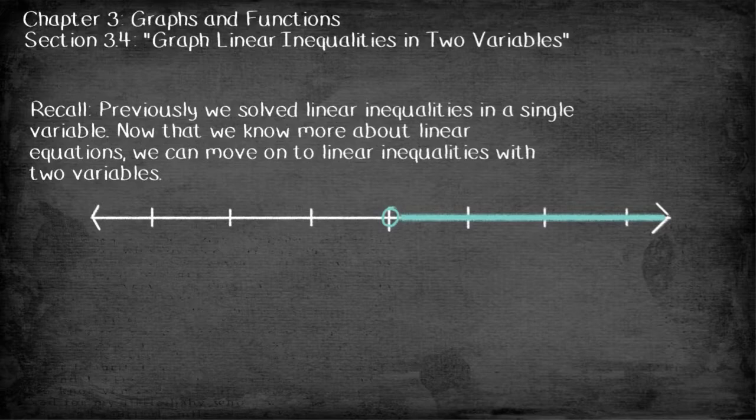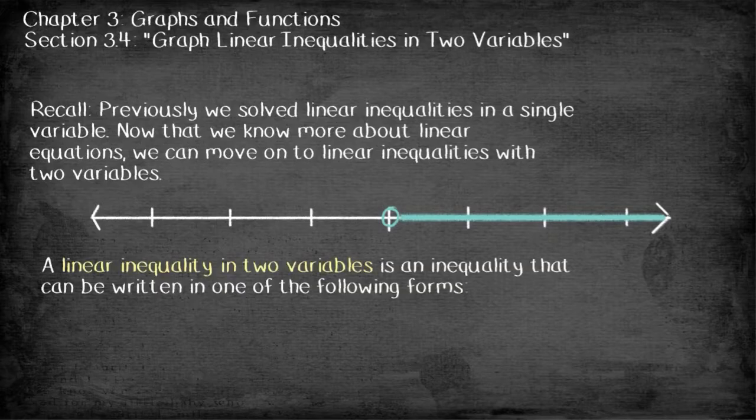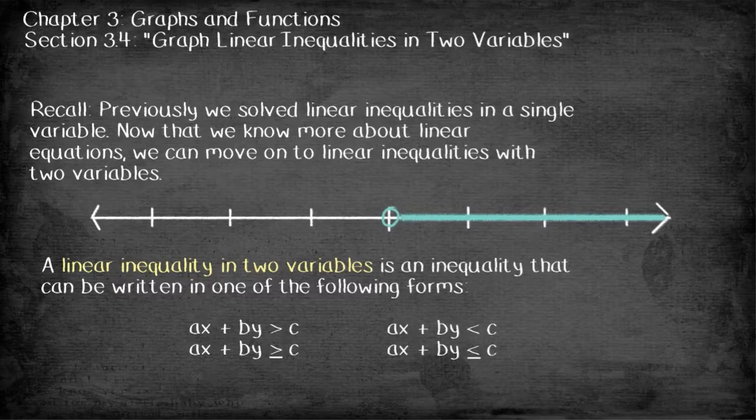Now that we know a little bit more about linear equations, we can start to include a second variable in those inequalities. So a linear inequality in two variables is an inequality that can be written in one of the following four ways. This is not really too surprising, but these are all four of the ways. They all look like ax plus by, inequality symbol c. Of course, a and b are not both equal to 0.